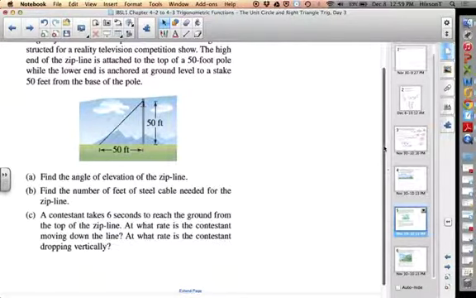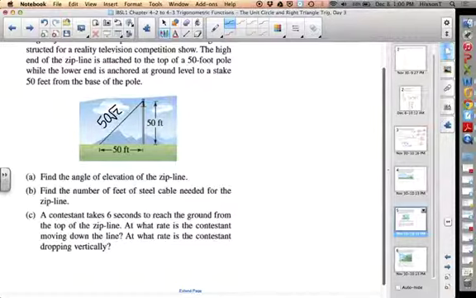81C, okay? It says a contestant takes 6 seconds to reach the ground from the top of the zip line. At what rate is the contestant moving down the line? And at what rate is the contestant dropping vertically? Now, first of all, you need to find part B, the number of feet the steel cable was. How long was that? 50 square root of 2, which is like 70 point something.